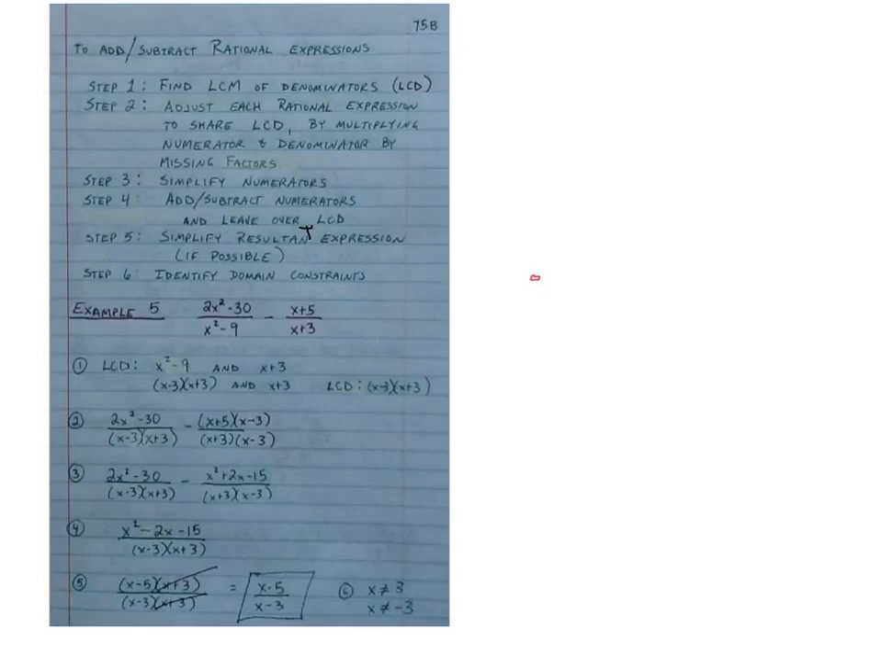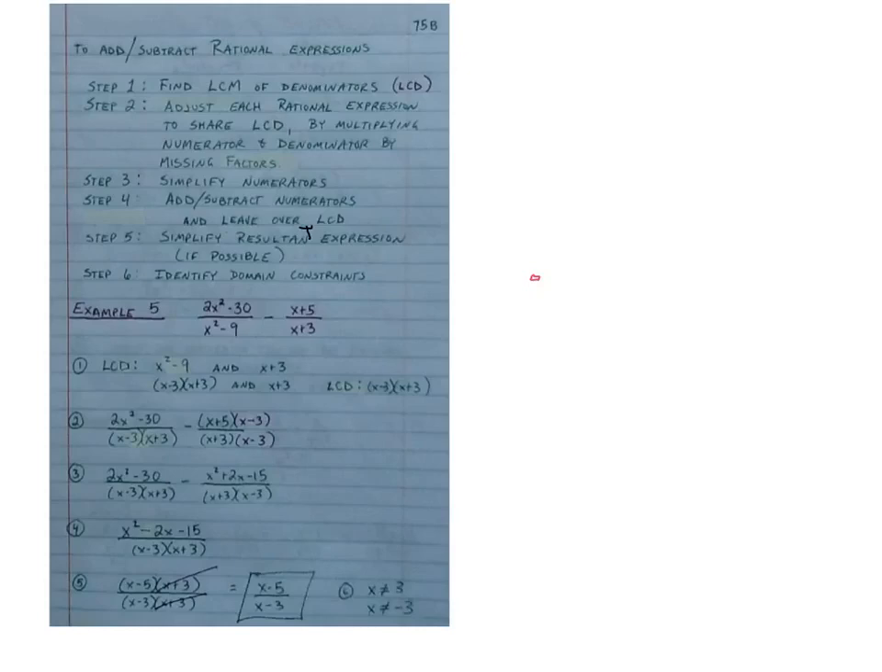So example 5, I'm walking us through exactly this process. So what we have here is two rational expressions, 2x squared minus 30 over x squared minus 9 minus x plus 5 over x plus 3. So step 1 asks us to find the LCD, so we need to find the least common denominator for these two expressions. So in order to do that, we need to factor each term and find the LCD. This is exactly like finding the LCM. I just call it the LCD because we're finding the denominator.